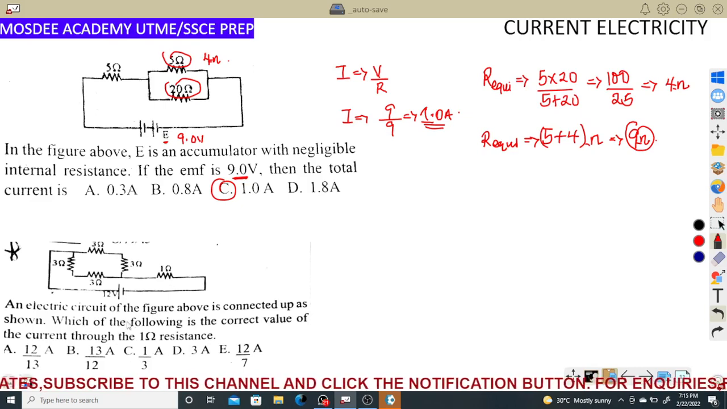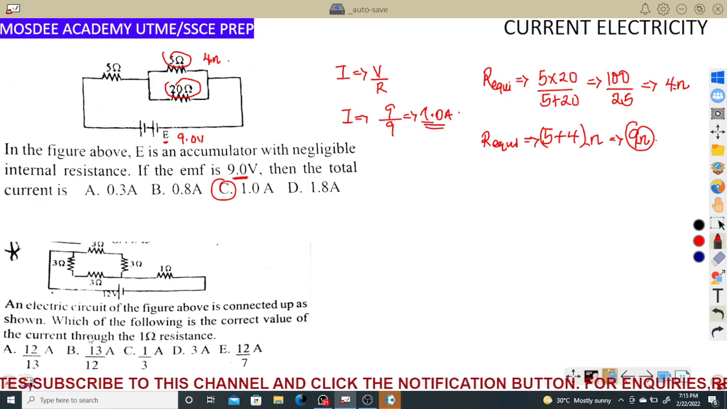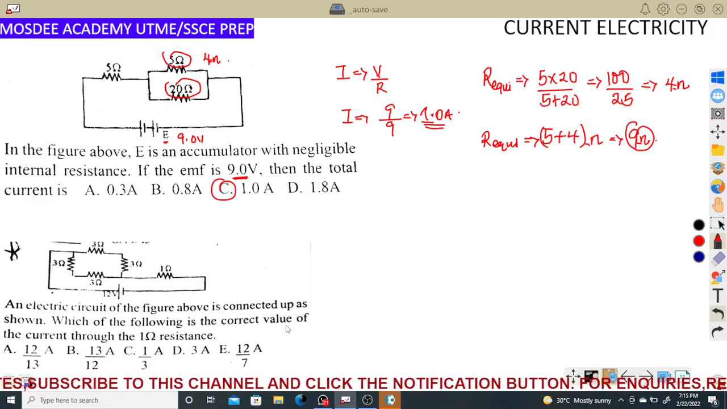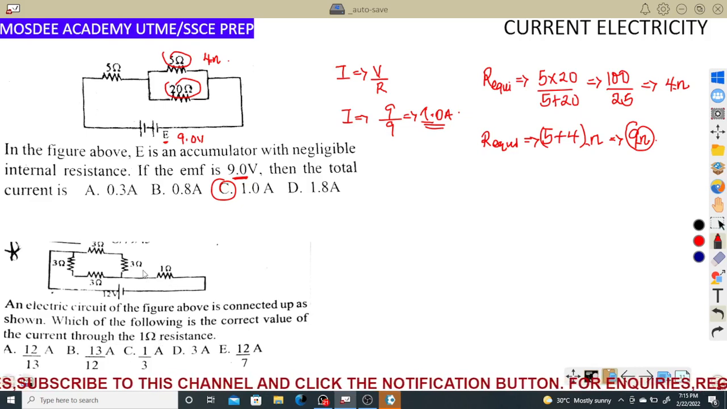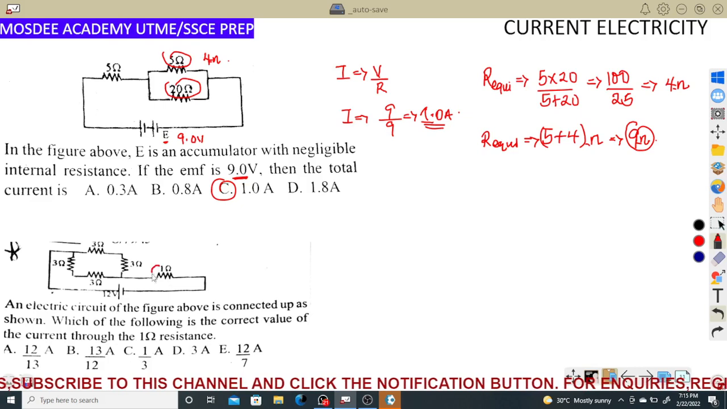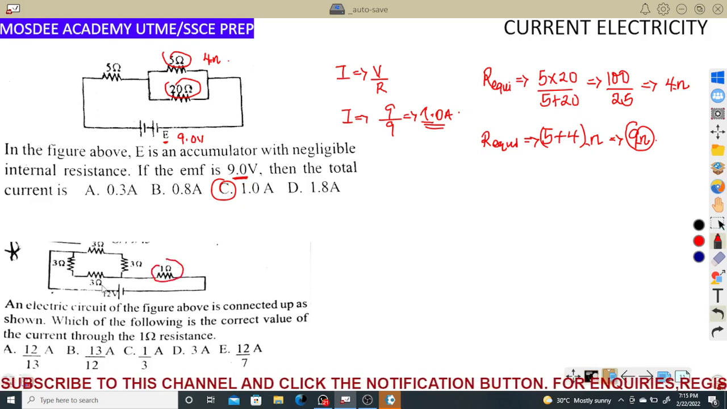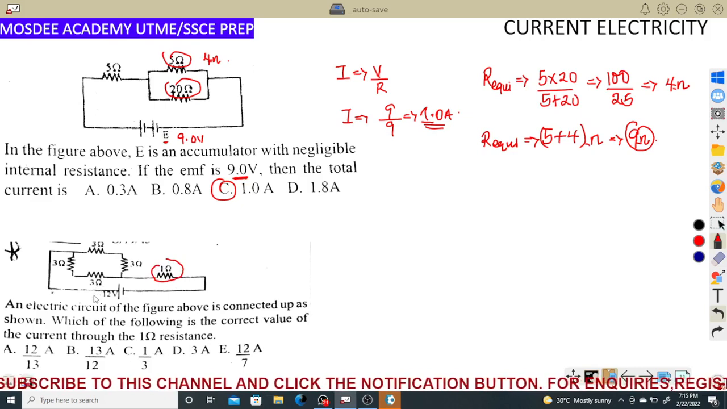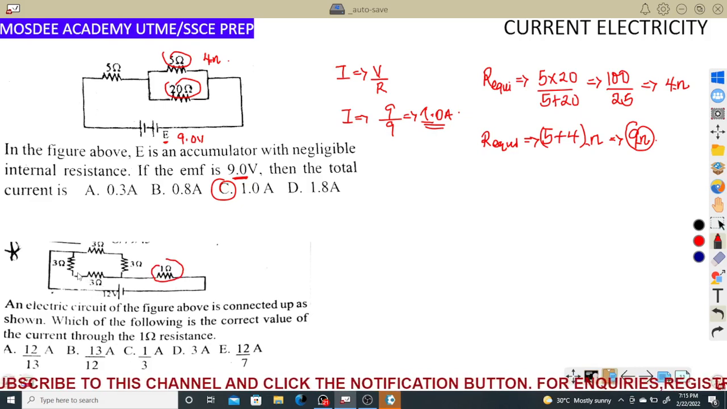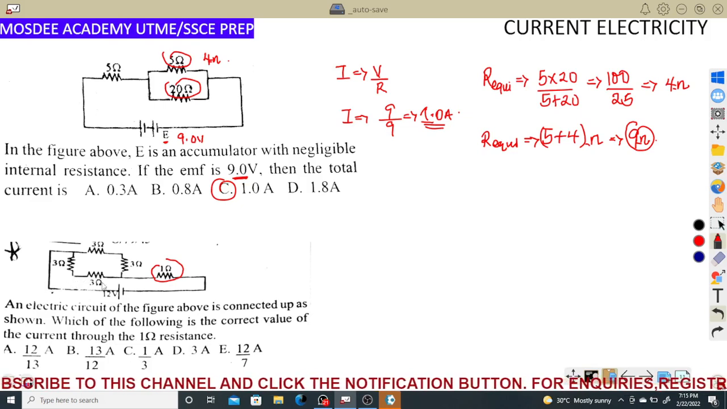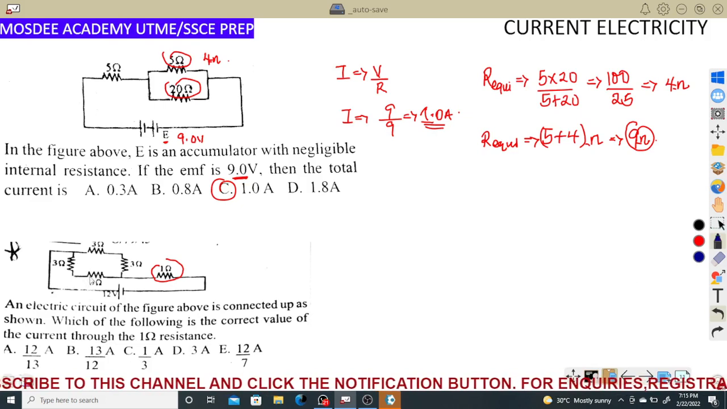An electric circuit of the figure above is connected up as shown. Which of the following is the correct value of the current through the 1 ohm resistor? I only need the current that passes through this, so I don't need to waste my time. I just need to know the equivalent resistance that is passing through all this. Now, at each corner, I can use my Kirchhoff voltage law, but because it's not needed for your level, like I said, I can just use the direct method.